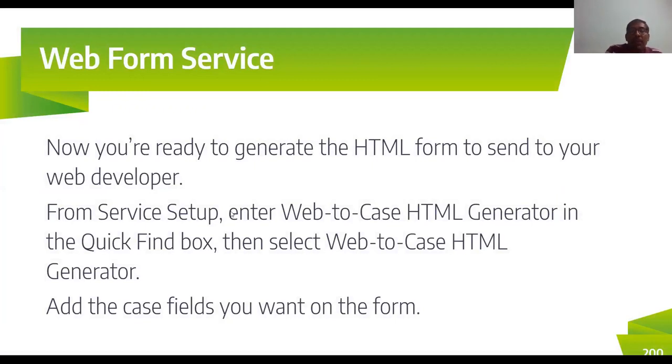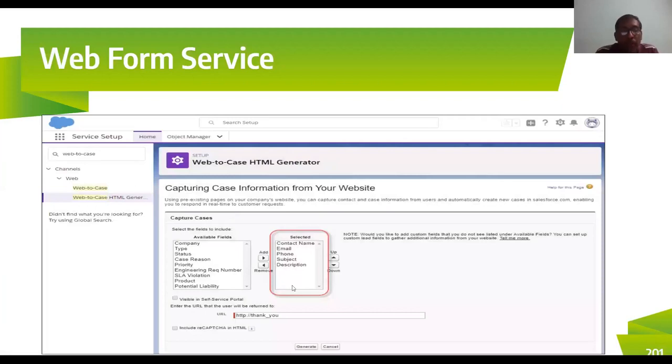From the service subtab, enter web to case HTML generator in the quick find box. Then select the web to case HTML generator, add the case fields you want on the form, right? So whatever form, now we have to select the web to case HTML generator. It takes you to this page and whatever fields you want, you can add them. And then you enter the URL, right? Remove the CAPTCHA, click on generate.